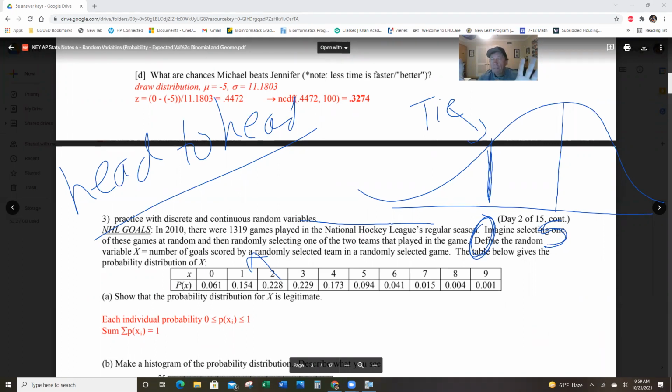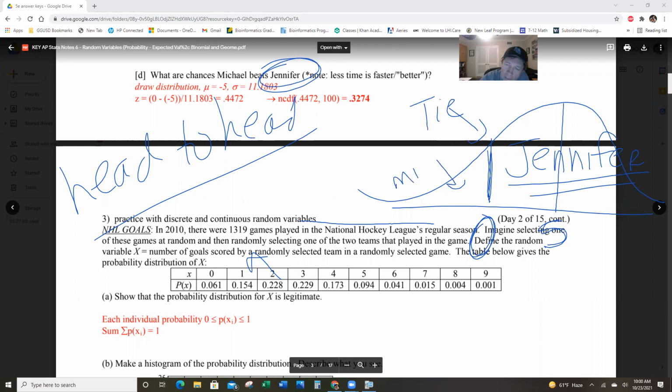Who's better? Jennifer is better. She's better because she has a better time. Again, swimming, the small time is better. So I'm going to label this side as Jennifer, because Jennifer is better, and the better performer is more likely to win. And more likely to win means you get more area. You get the area to the right. And then Michael is right here. And I'll put Mike. Mike is right there. Okay, he gets that side.